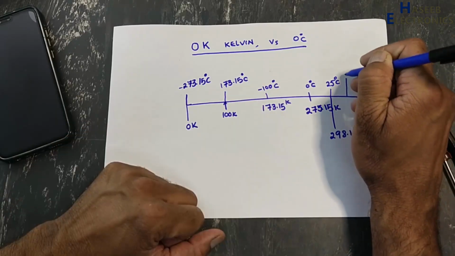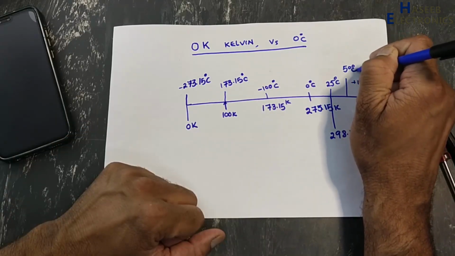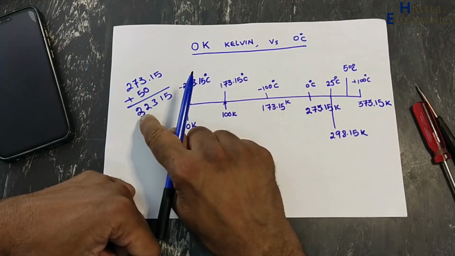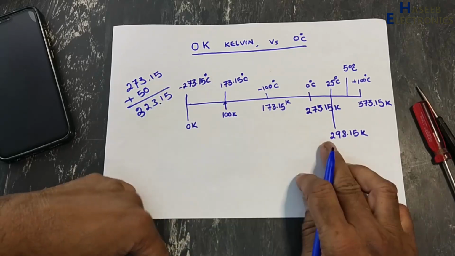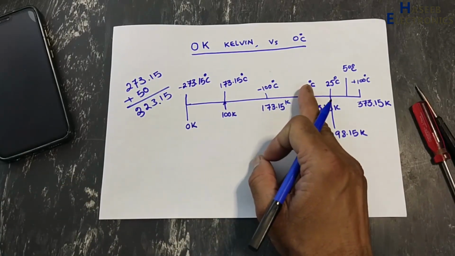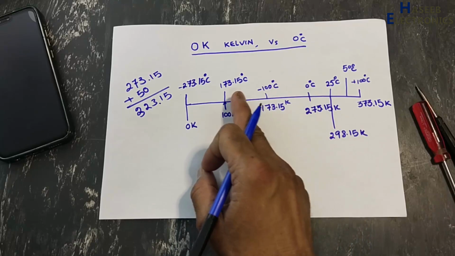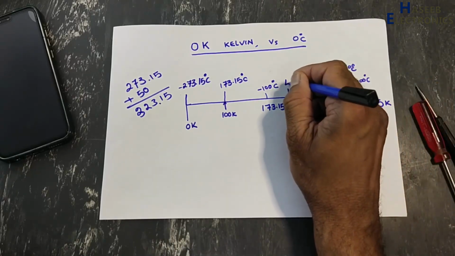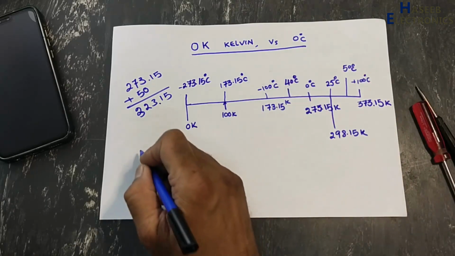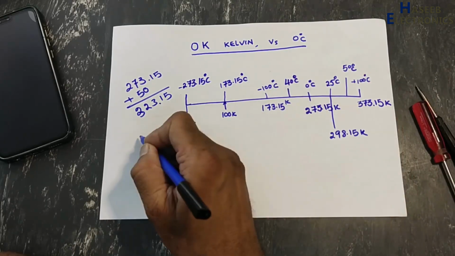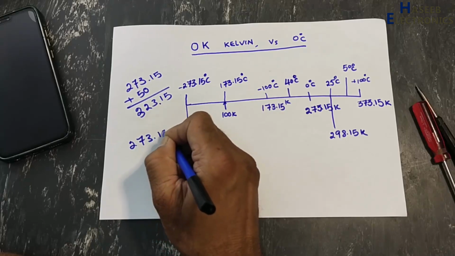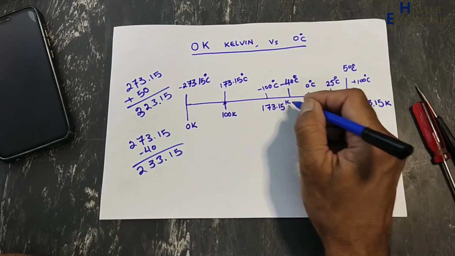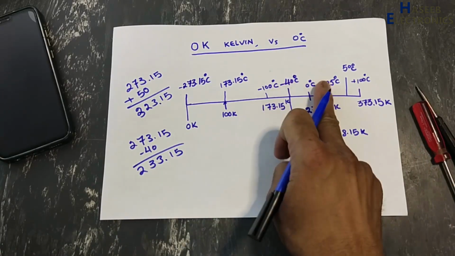For example, I want to convert 50 degrees centigrade into Kelvin. 273.15 plus 50, it is 323.15 Kelvin. When we want to convert any degree in minus, we will deduct from this unit. Let's suppose minus 40 degrees Celsius: 273.15 minus 40 is 233.15 Kelvin. Here degrees centigrade, here Kelvin.